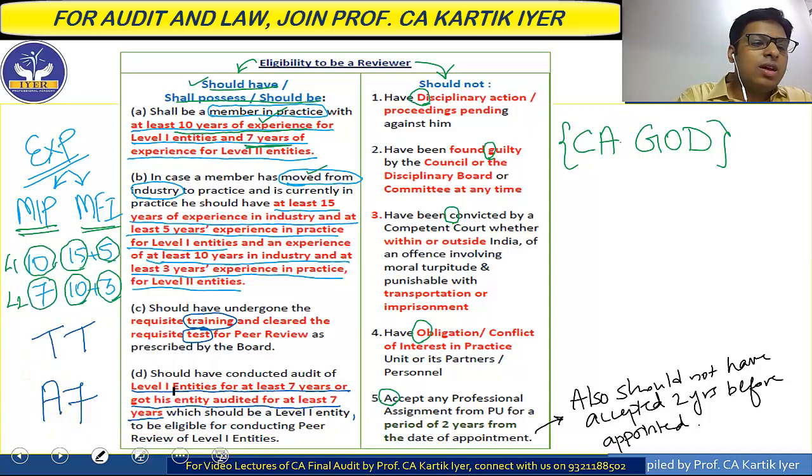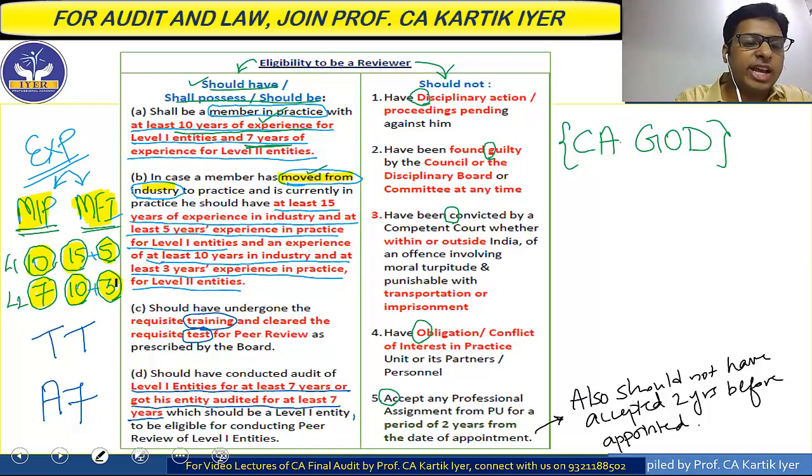Just be with me. Member in practice, member who has moved from industry. MFI is moved from industry. See this, moved from industry. If it is a member in practice, then 10 years experience. Level 2 ka review karna hai to 7 years experience. If it's a person who has moved from industry, then basically we are looking at 15 years experience in the industry plus 5 years experience as CA in practice. And we need a person having 10 years experience in the industry and 3 years minimum in practice as a CA, as a partner or a proprietor of a CA firm. So if this condition is satisfied, only then that person can become a peer reviewer.